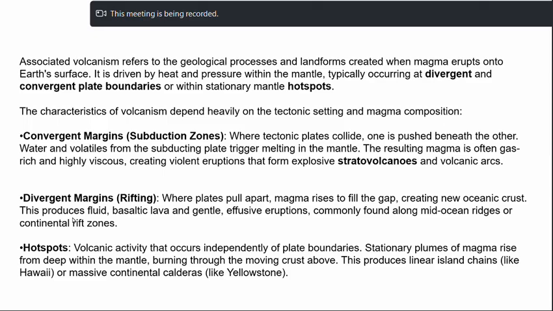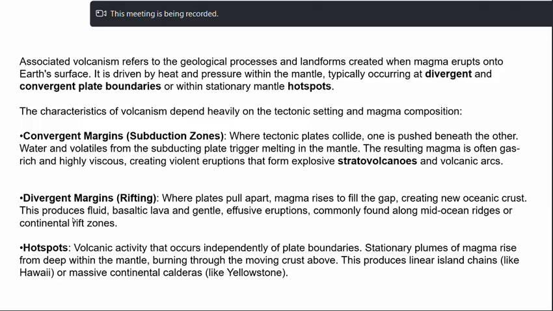But for now, let's look at the three types of volcanism that you're going to be looking at today. So associated volcanism refers to geologic processes and landforms that are created when magma erupts, okay? And this time around, we're looking at magma formation associated with the convergent margin and divergent margin. So typically occurring at divergent and convergent boundaries and within stationary mantle like hotspots. We're going to see what hotspots are at the end of the class today.